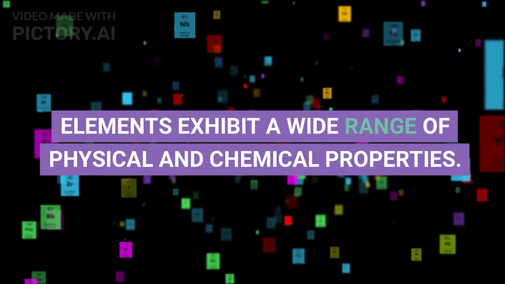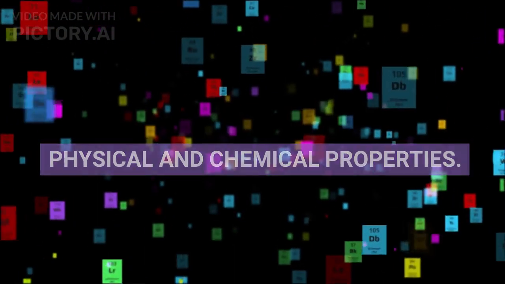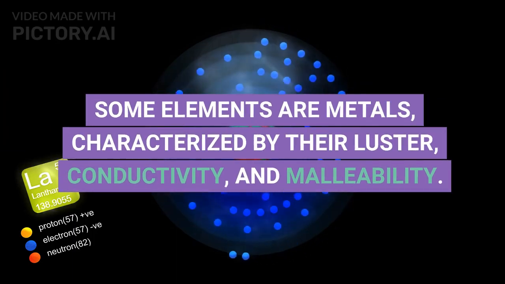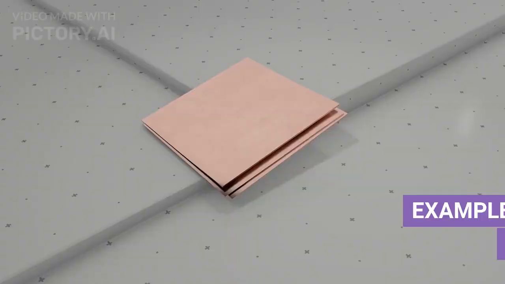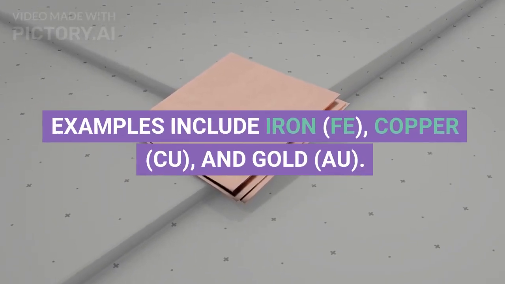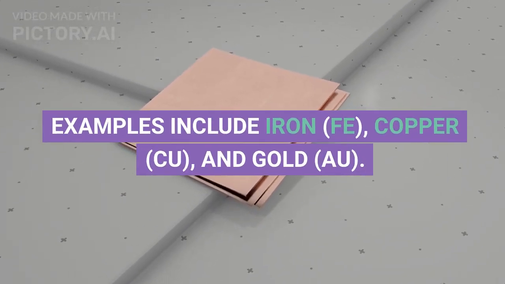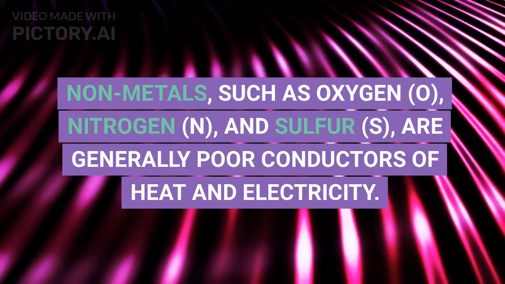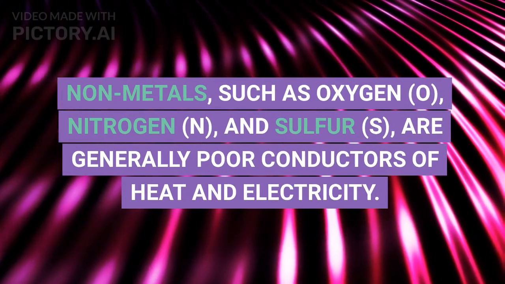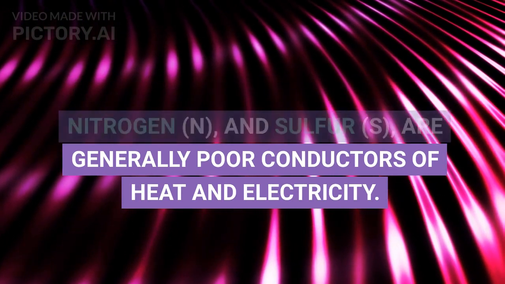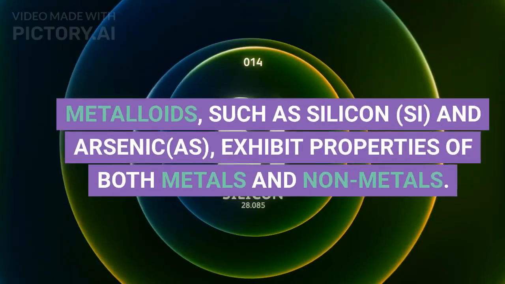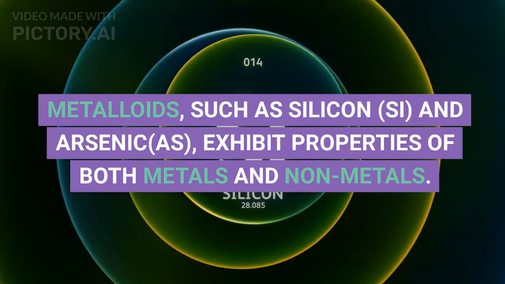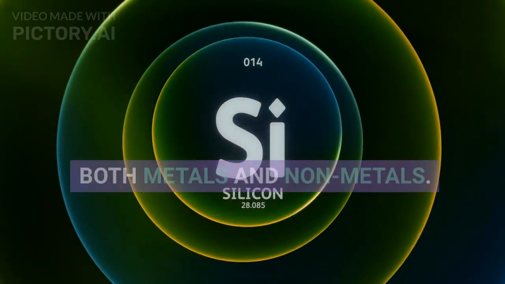Elements exhibit a wide range of physical and chemical properties. Some elements are metals, characterized by their luster, conductivity, and malleability. Examples include iron, Fe, copper, Cu, and gold, Au. Non-metals, such as oxygen, O, nitrogen, N, and sulfur, S, are generally poor conductors of heat and electricity. Metalloids, such as silicon, Si, and arsenic, As, exhibit properties of both metals and non-metals.